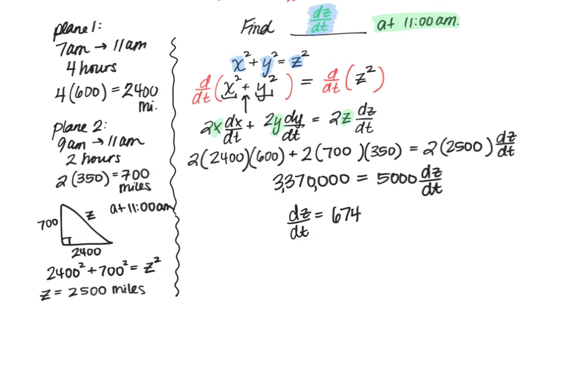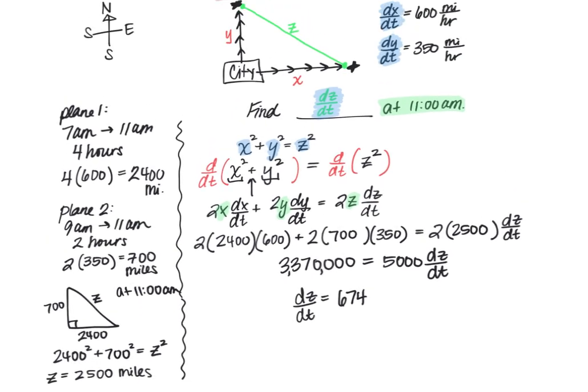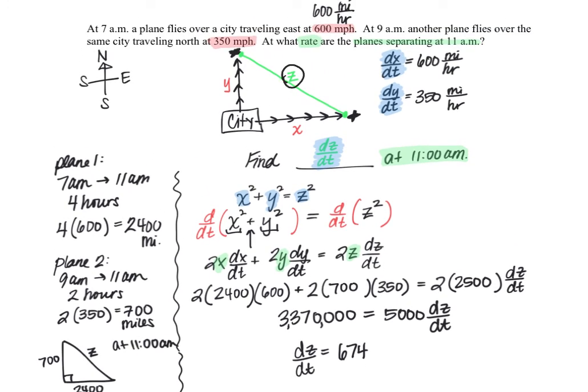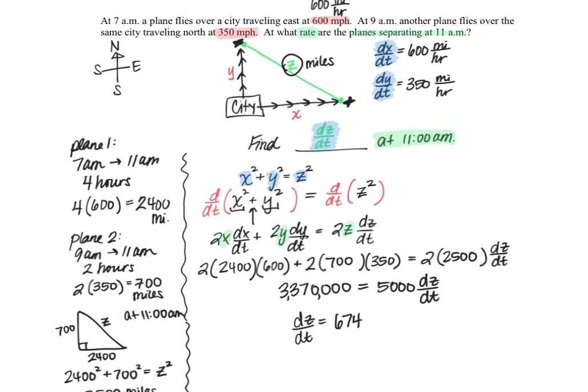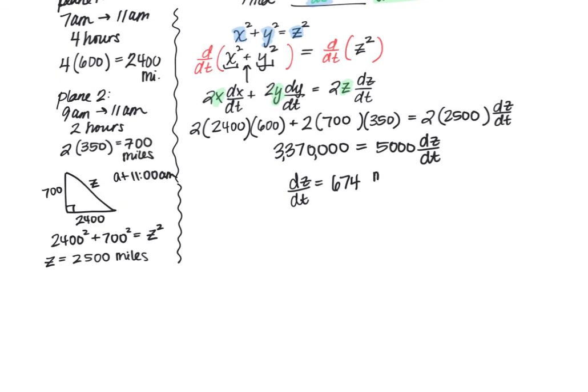However, we want to make sure we have units on this. So this is the rate at which z is changing. Going back to our original diagram, z was the distance between the planes. So z is going to be measured in miles. Therefore, the rate at which z is changing will be measured in miles per hour. And it should make sense that we're getting a positive rate because the planes are moving farther apart, so the distance between them is increasing. So now we can say with certainty that at 11 a.m., the planes are separating at a rate of 674 miles per hour.